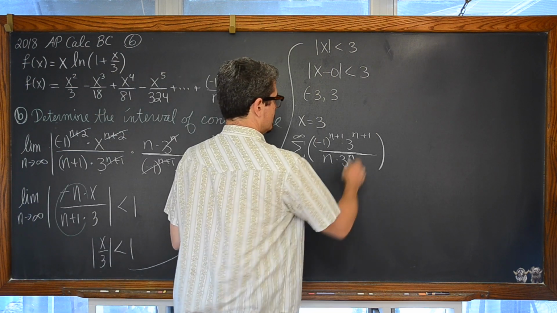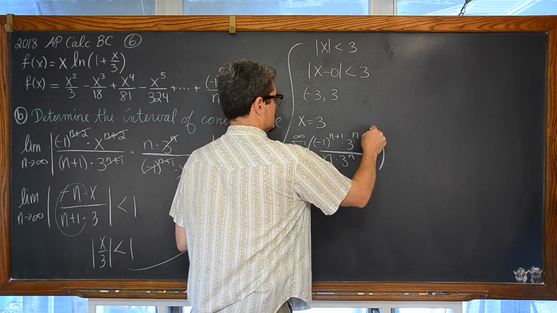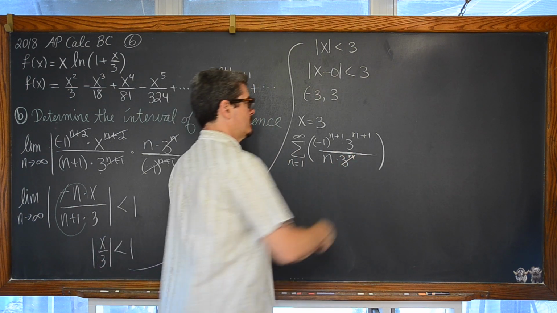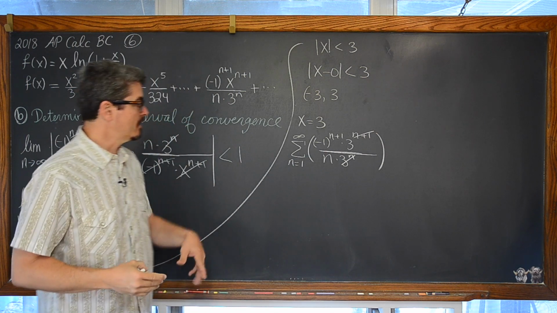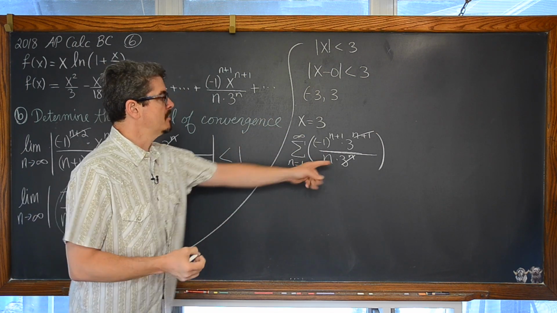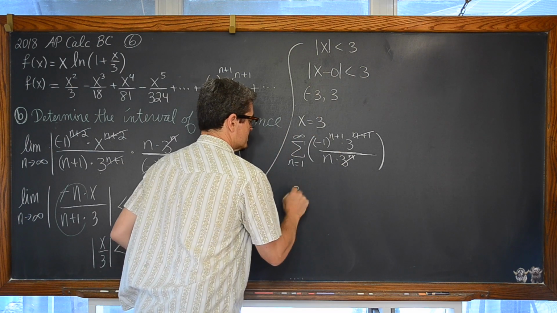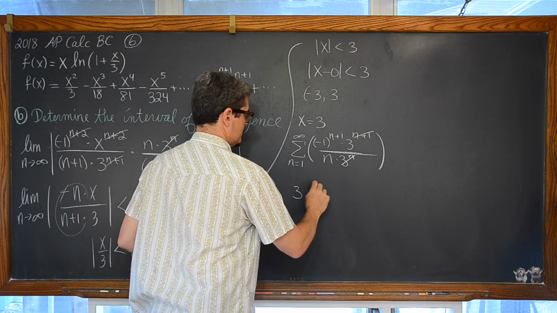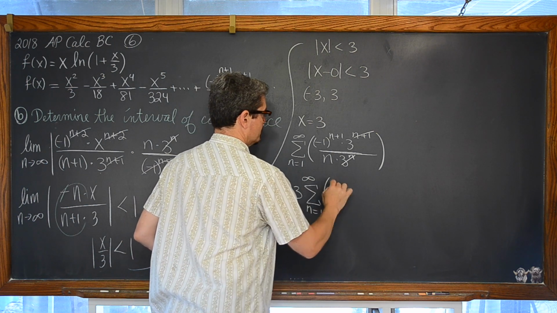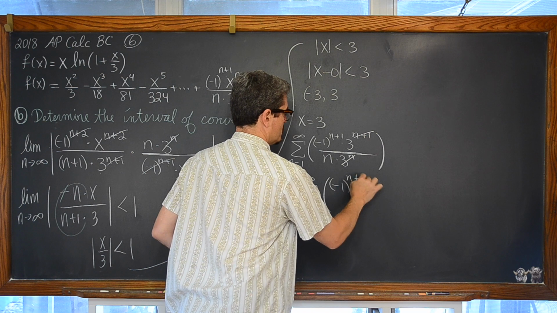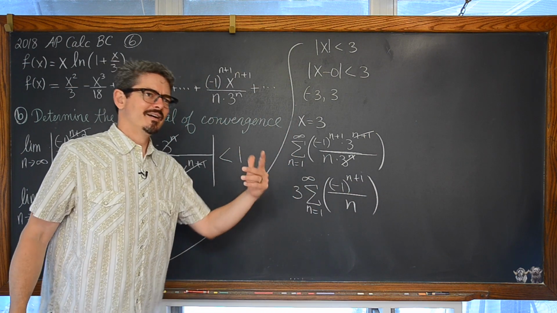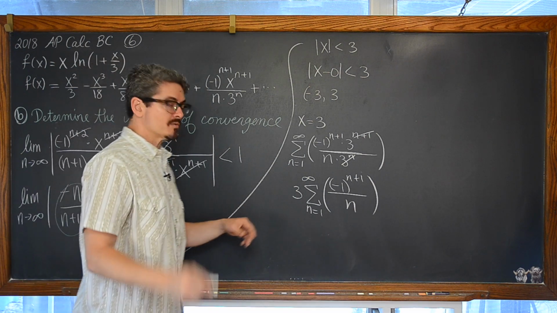So we have 3^(n+1) over 3^n. In the denominator, all of those factors of 3 are going to cancel out, leaving you with just one factor of 3 in the numerator, and there is nothing to take care of that (-1)^(n+1). So, again, moving that 3 out front, just to make this abundantly clear, we have 3 times the summation, where n starts at 1 and goes to infinity, of (-1)^(n+1) over n. And that is an alternating harmonic series which converges.